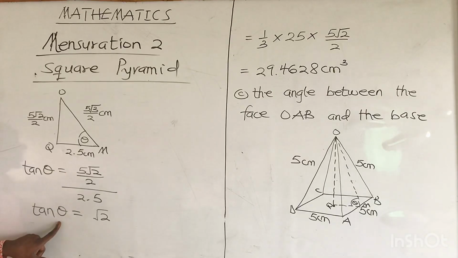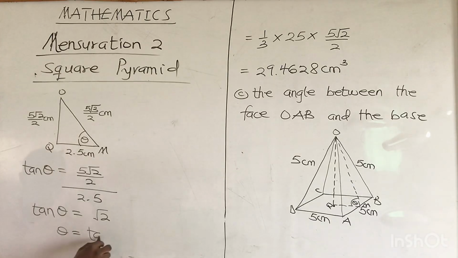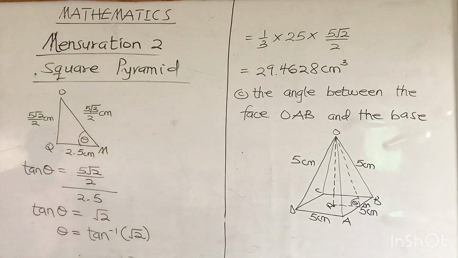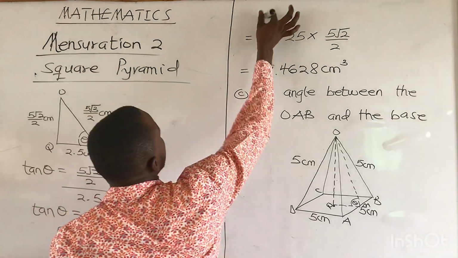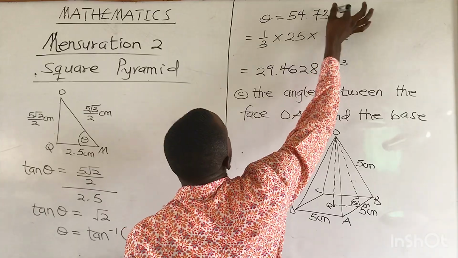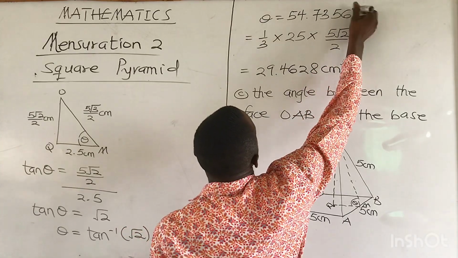So tan theta is equal to root 2. Then we can now get the angle. So we are going to maintain theta, then it is equal to tan inverse of root 2. So tan inverse of root 2, we have 54.7356. So we have theta to be equal to 54.7356 degrees.